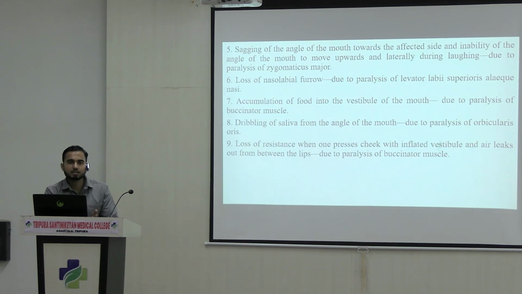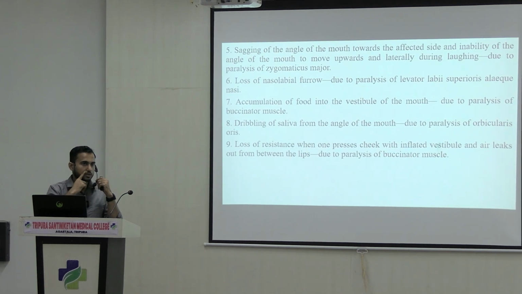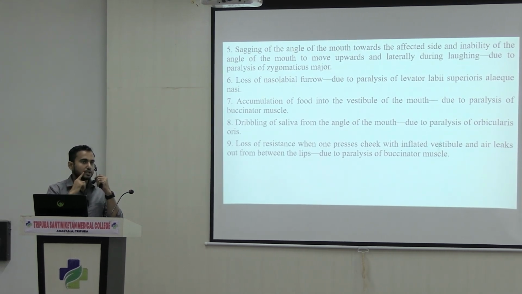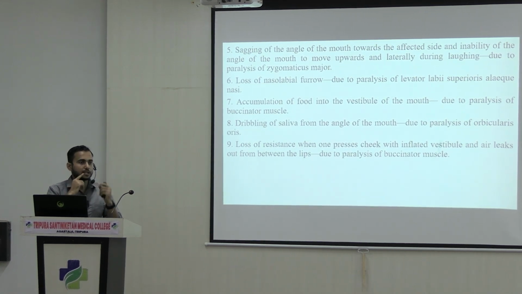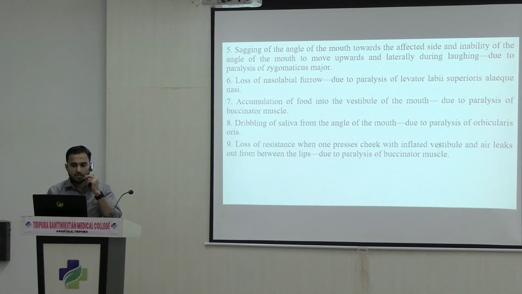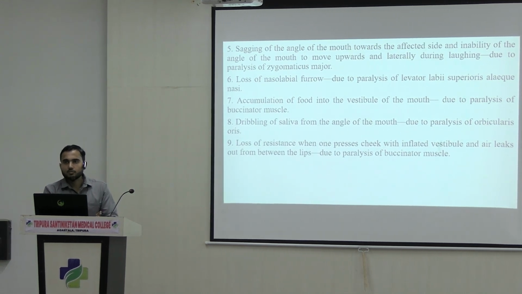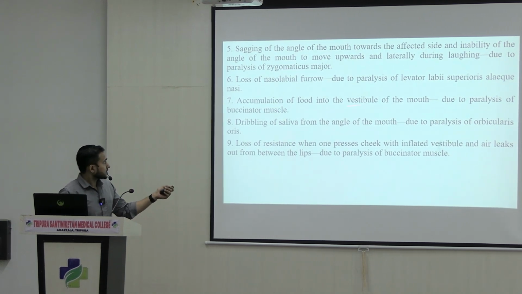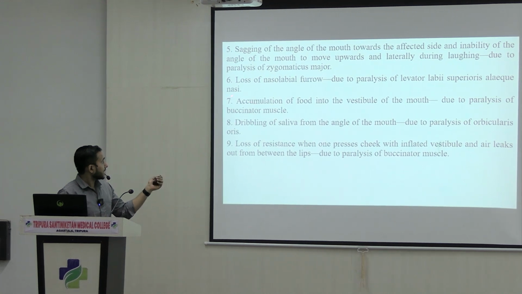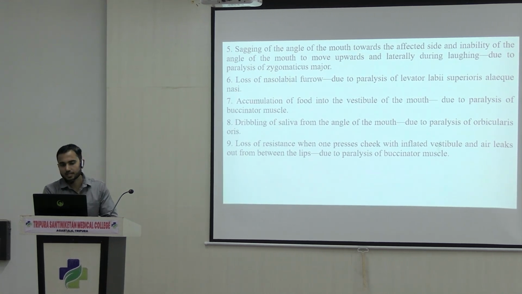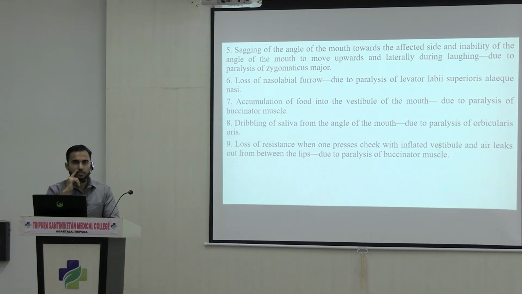Do you know which one is the nasolabial fold? This one. Okay, this is the nasolabial fold or nasolabial furrow. So this particular fold will disappear on the affected side. Okay, why? Because of the paralysis of the important muscle, that is levator labii superioris alaeque nasi. That is the name of the muscle. Okay, due to the paralysis of levator labii superioris alaeque nasi, this muscle gets paralyzed. That's why there will be loss of the nasolabial fold.